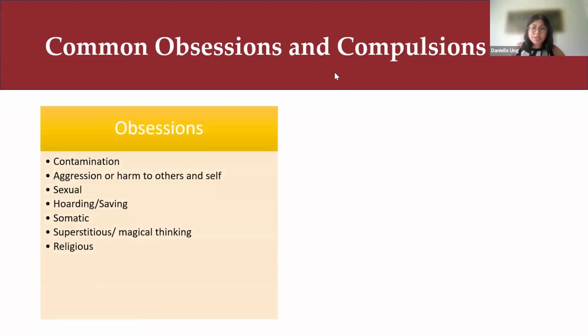So the first one is what we call contamination obsessions. Often this individual who has these contamination obsessions might be concerned with things like dirt, germs, or getting a certain illness. They might have these excessive concerns that they might be getting sick, that they have touched something that will make them sick, or that there's something in their environment that is making them sick.